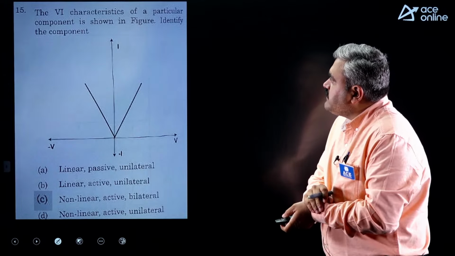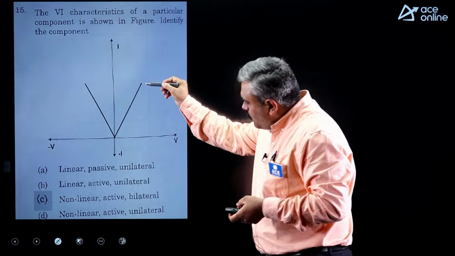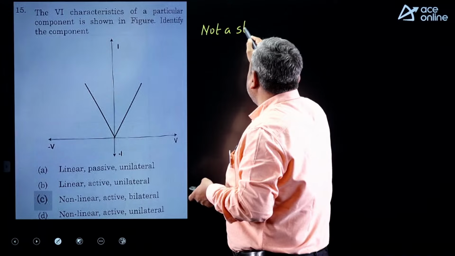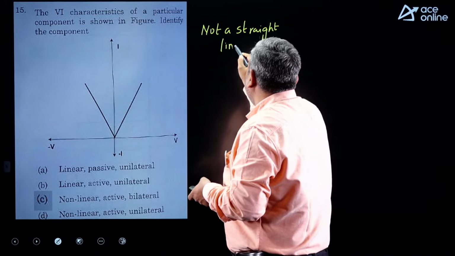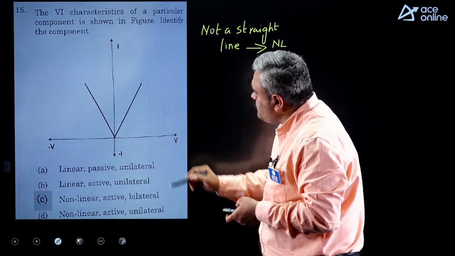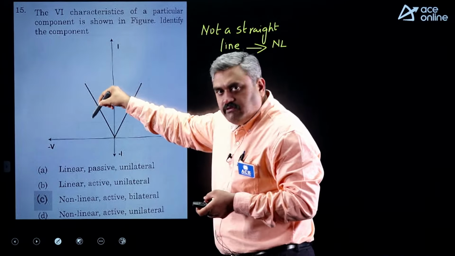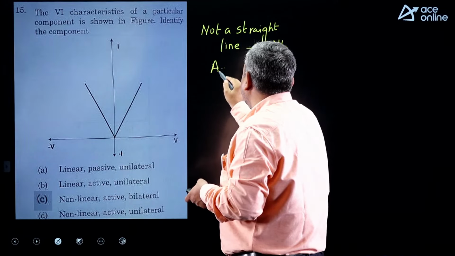The current-voltage characteristic of a particular component is given. He is asking what the property is. This is not a straight line passing through the origin. When the curve is not a straight line passing through the origin, the network element happens to be non-linear. You can see here the ratio of voltage to current is positive in this coordinate. Here it will become negative. That means the network element is active.